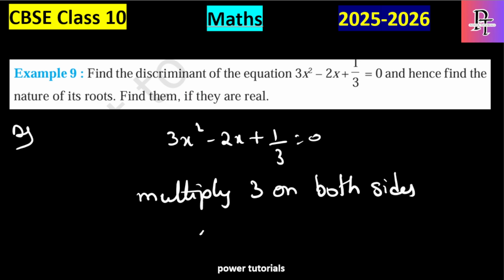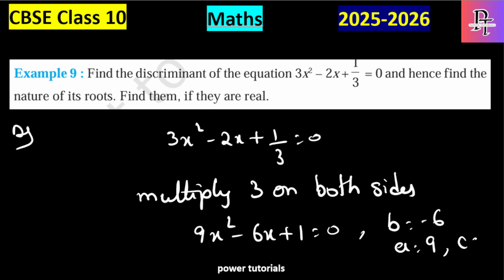So if I multiply by 3, it becomes 9x square minus 6x plus 1 is equal to 0. Now see, it is a bit easy when compared to this one. Now let's find b square minus 4ac, where b we got as minus 6, a is 9 and c is 1.